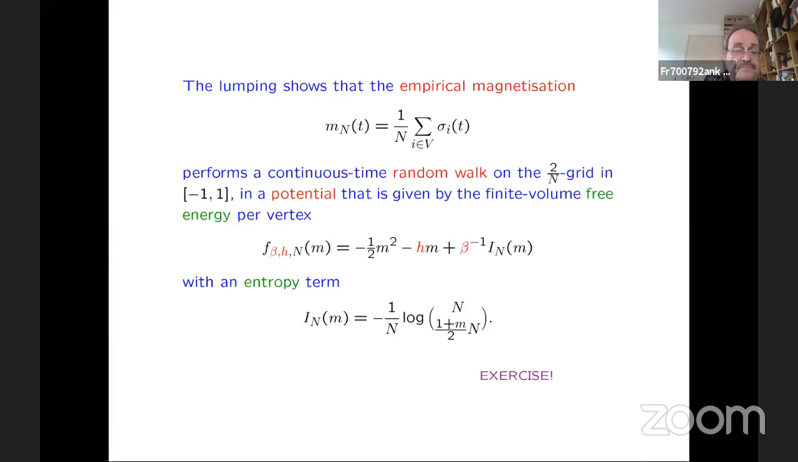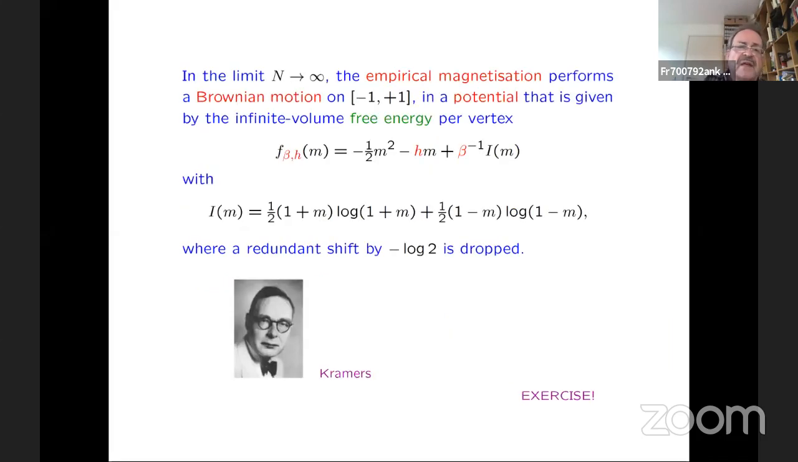Now, fine, we're going to want to let n go to infinity, keep beta fixed. We are interested in a very large configuration. And so what might happen? Well, what might happen is that in the limit as n goes to infinity, this empirical magnetization starts to perform a Brownian motion on that unit interval.